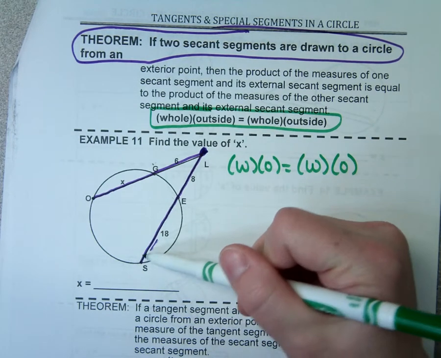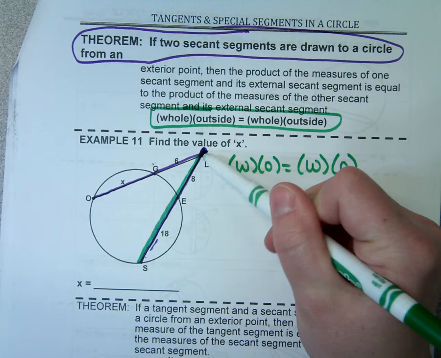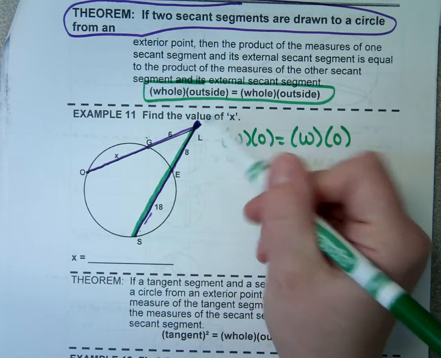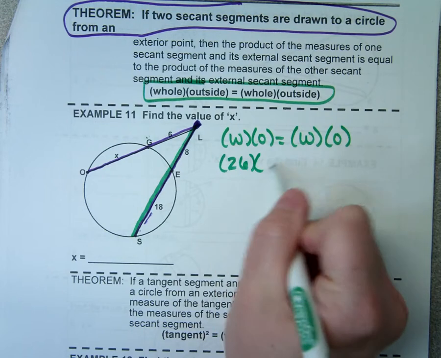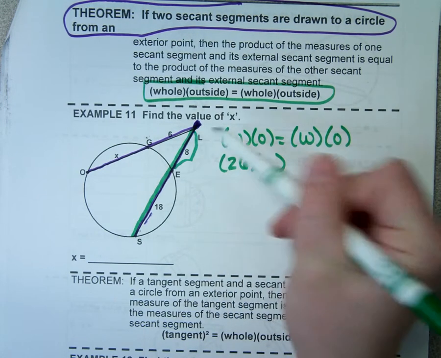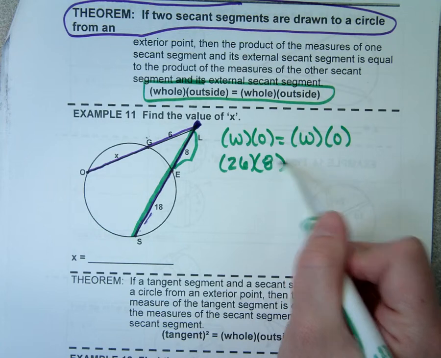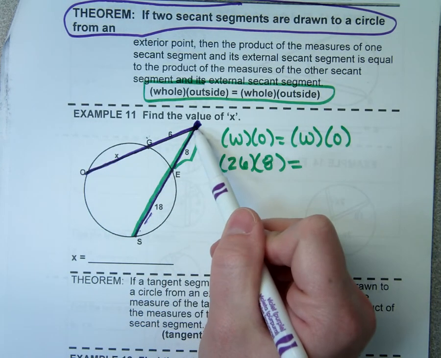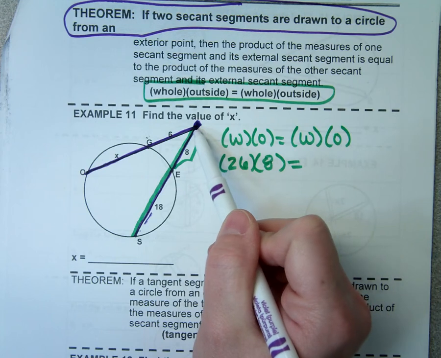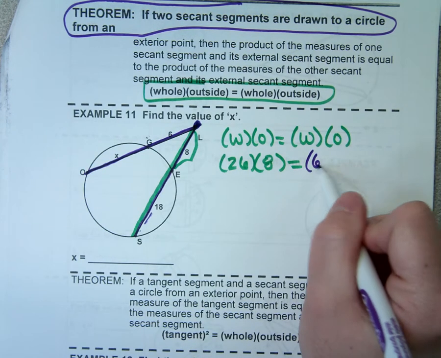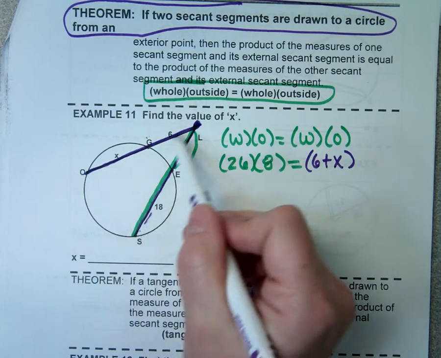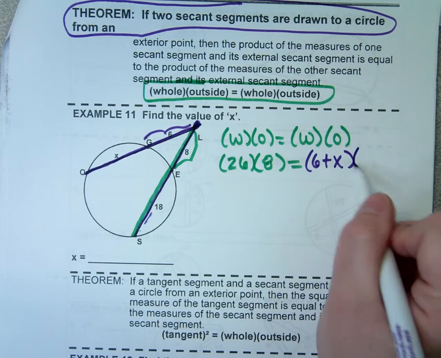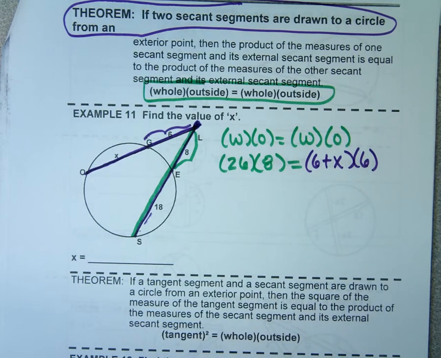So let's do this guy first. What's the whole thing? 18 plus 8. 26. And then times the outside of it. What's the outside of it? 8. When I do the other one, what's the whole thing? Not 6x. 6 plus x, or x plus 6. That's the whole thing. And then what's the outside? 6.